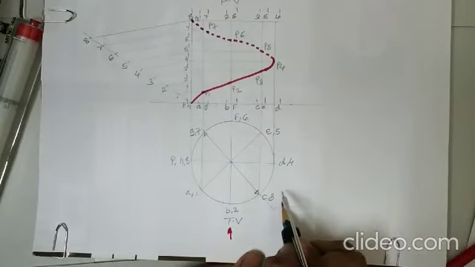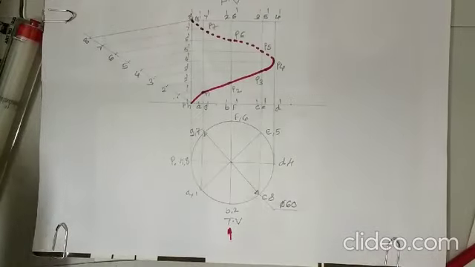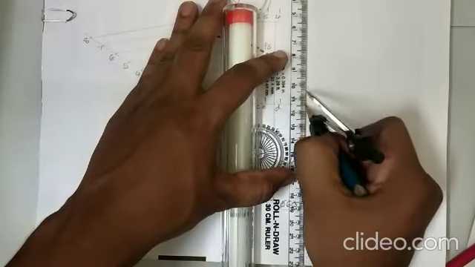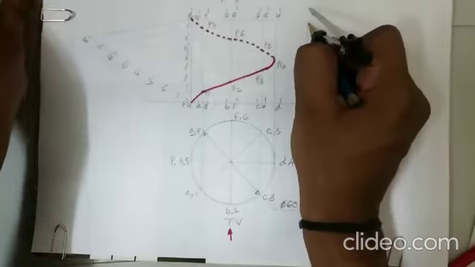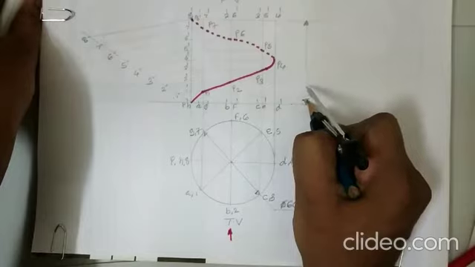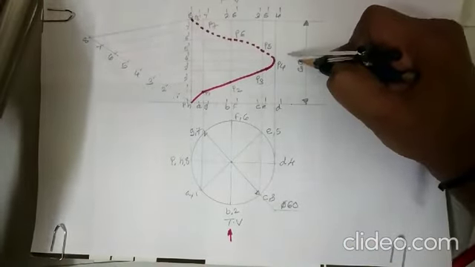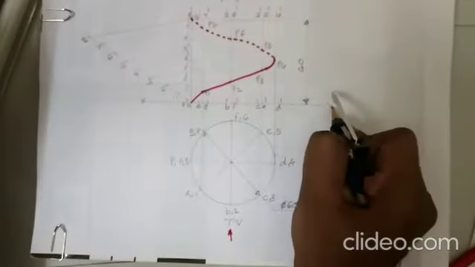So this is the diameter, how much? 60. Okay, so we need to show the axis height also. So this is 60. Name this X and this is Y.